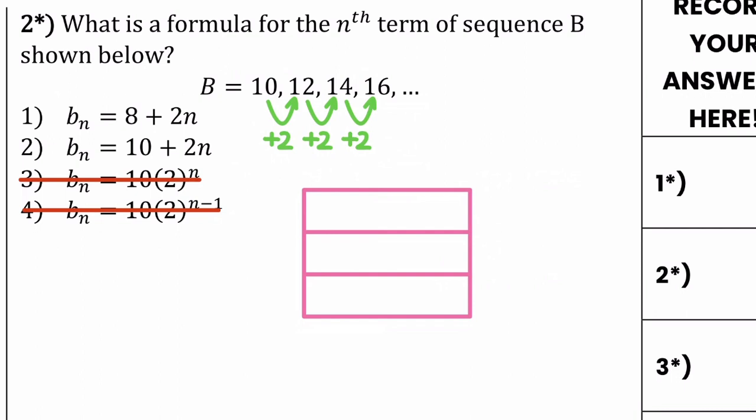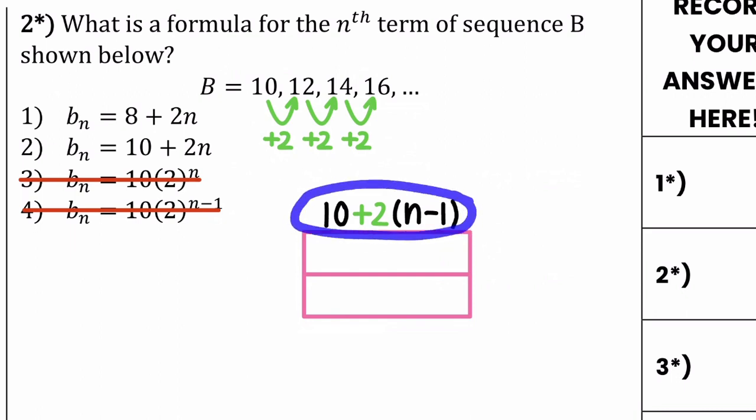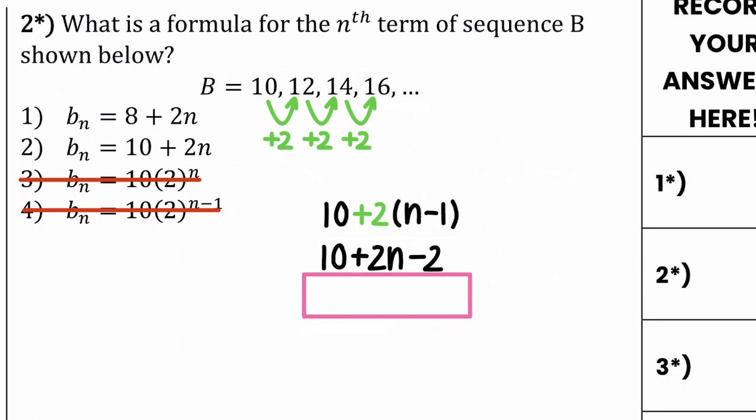So if we were to write a formula from scratch, we know that we always start off with the first term 10, and then we keep adding 2 n minus 1 times. But if we look at our answer choices, neither of them look like this exactly. But what we can do is manipulate this by distributing a 2 to each term, thus giving us 2n minus 2, or in other words, 8 plus 2n. So that gives us our answer choice number 1 as such.